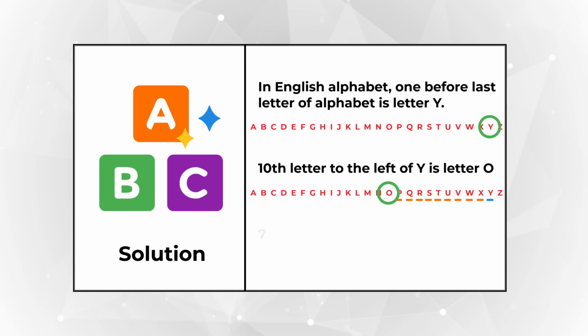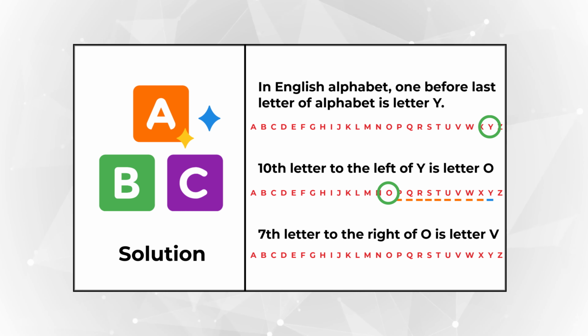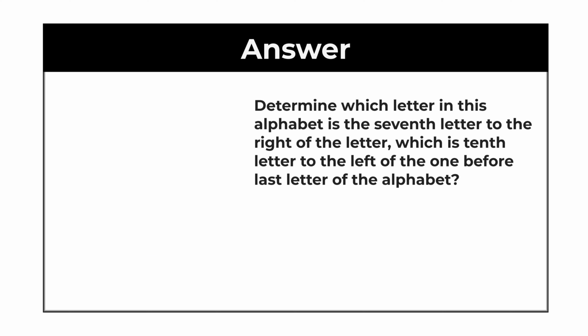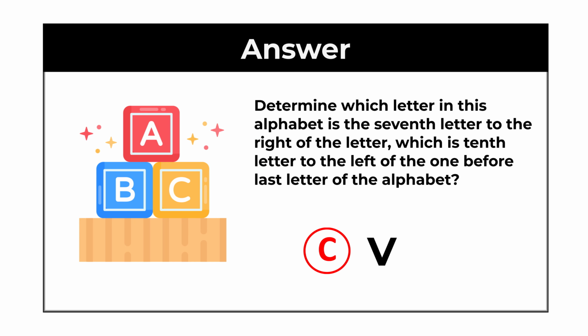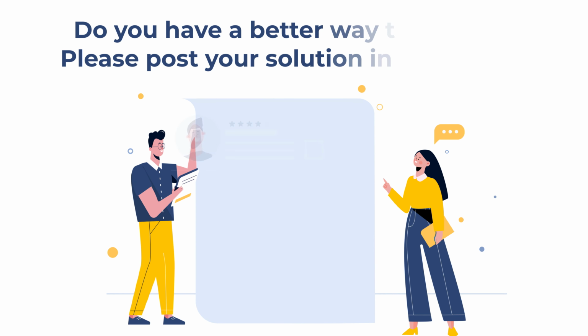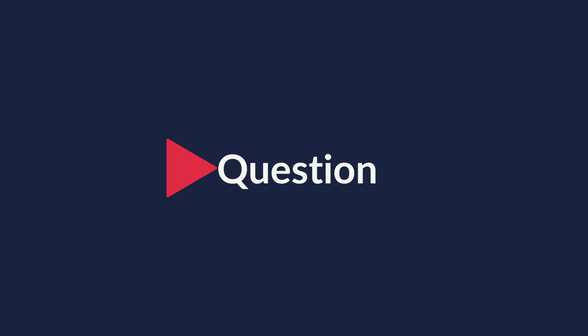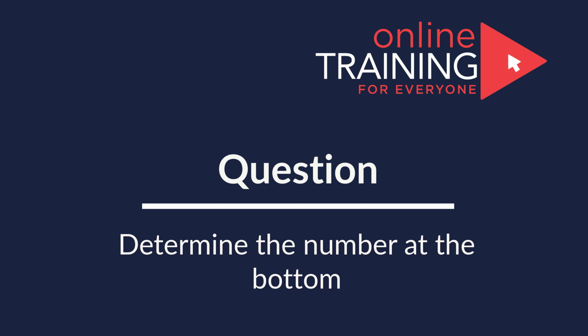Now we need to determine the 7th letter to the right of the letter O. Let's do the math. 1, 2, 3, 4, 5, 6, and 7. As you can see, this is the letter V. So the correct choice here is choice C, letter V. Hopefully you've nailed this question and now know how to answer similar problems on the test. Here's an interesting question where you need to determine dice's number at the bottom.